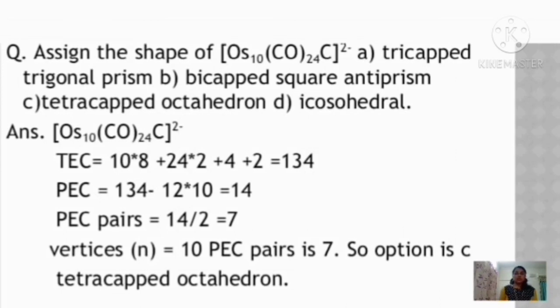So if the polyhedral electron count pair obtained is 7, it means the preferred geometry is octahedron. At that time vertices should be 6, but here vertices obtained is 10, as there are 10 osmium atoms. So we are getting 4 extra. We can't change the actual geometry, octahedron, but we can introduce capping. How many cappings do we have to introduce? From 6 to 10, that is 4 cappings. So it can be a tetracapped octahedron. So the option will be C.